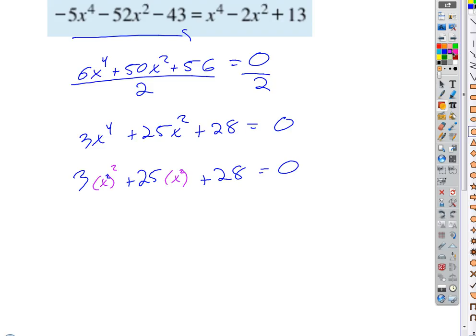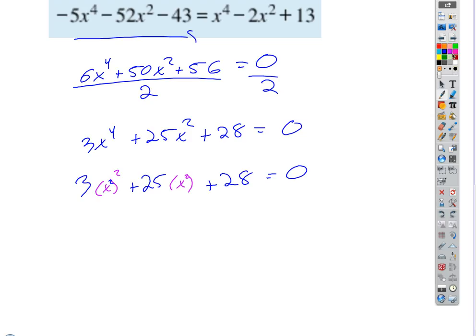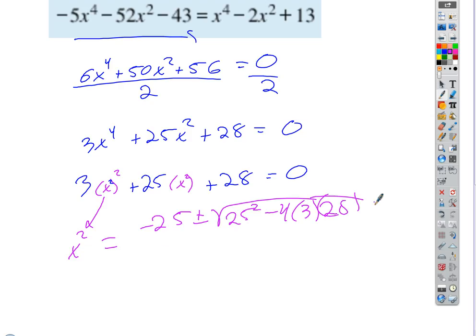So we could just do the quadratic formula here, where we've got x squared equals negative b plus or minus square root b squared minus 4a. There you go.